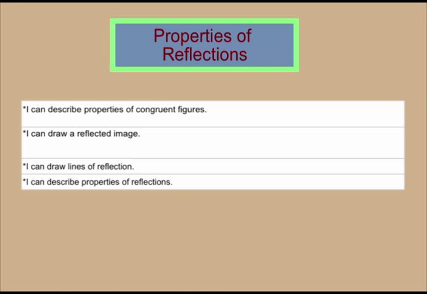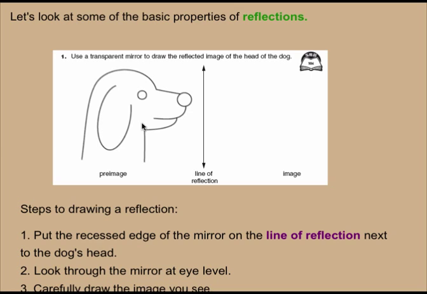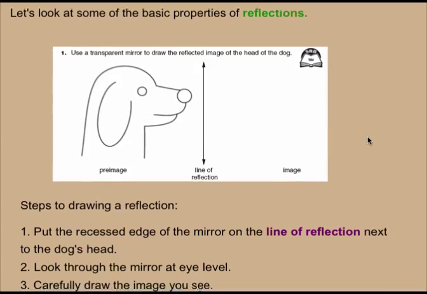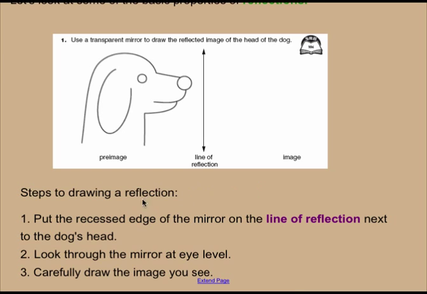So let's get started. I have a picture of a dog for you today. I love dogs. I have my pre-image on the left, my line of reflection, and I'm going to draw my image on the right. To do a reflected image, we put our transparent mirror, the recessed edge, along the line of reflection. We look through the mirror at our eye level. Our mirror stays on the page. We don't pick it off the ground. Then we look through it by tilting our heads and getting our eyes down towards the paper and drawing the image that you see.